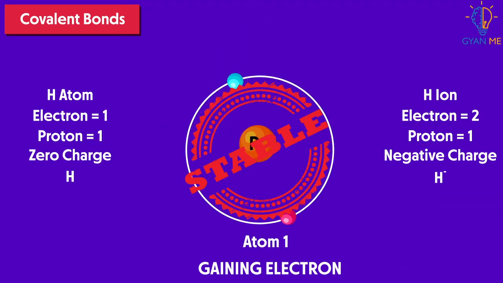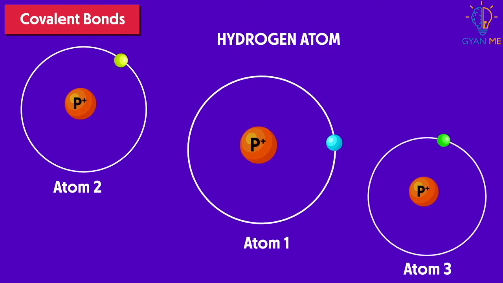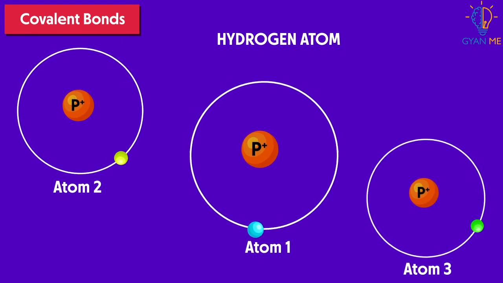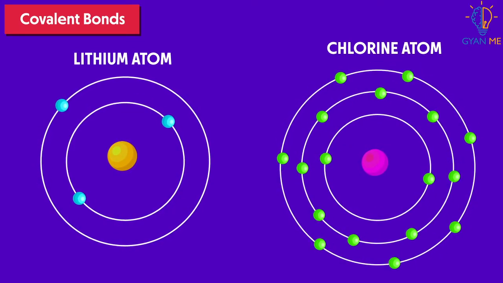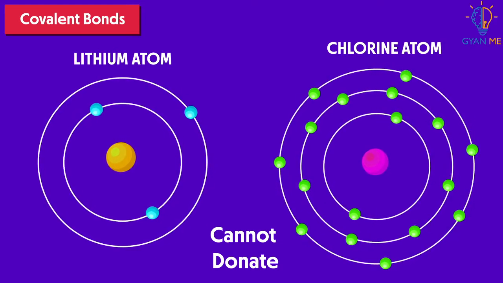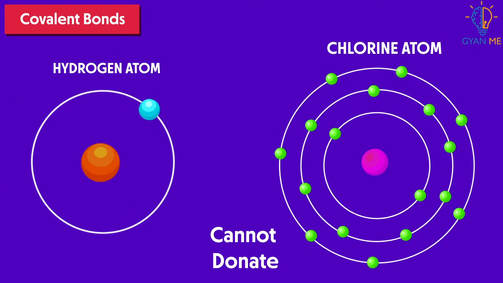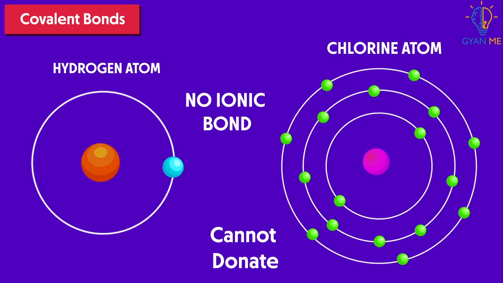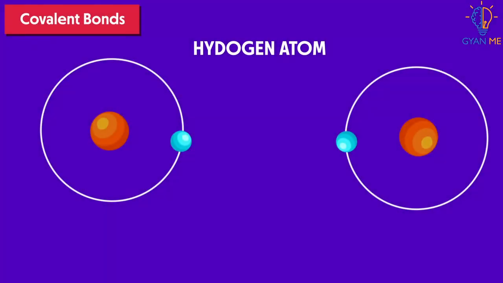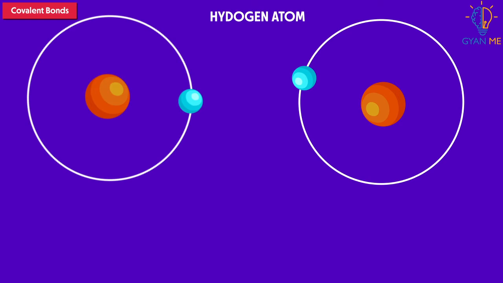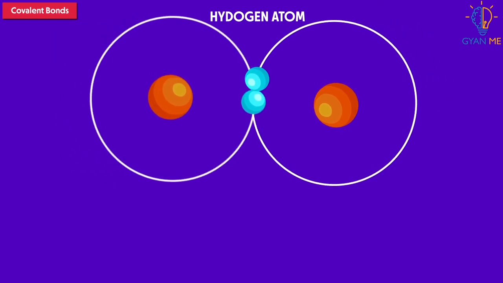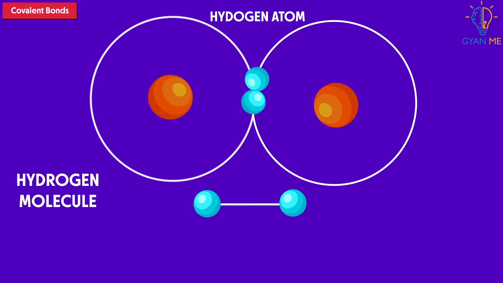But the problem is that many times there are only hydrogen atoms present all around. Or in some reactions, if no other atoms are present, they cannot donate electrons to the hydrogen atom and form an ionic bond with this hydrogen. So then, the option is to share valence electrons with each other in such cases. Thus here, two hydrogen atoms will share their one-one valence electron to form a molecule of hydrogen, that is H2.